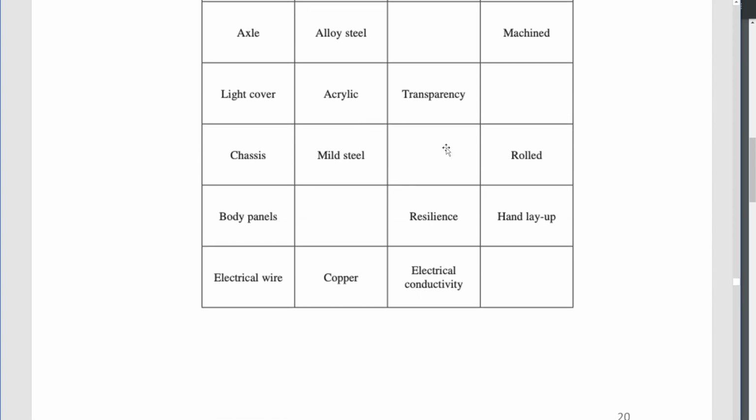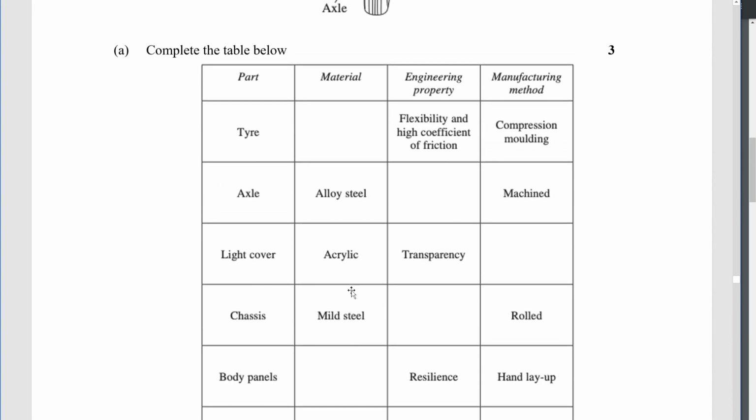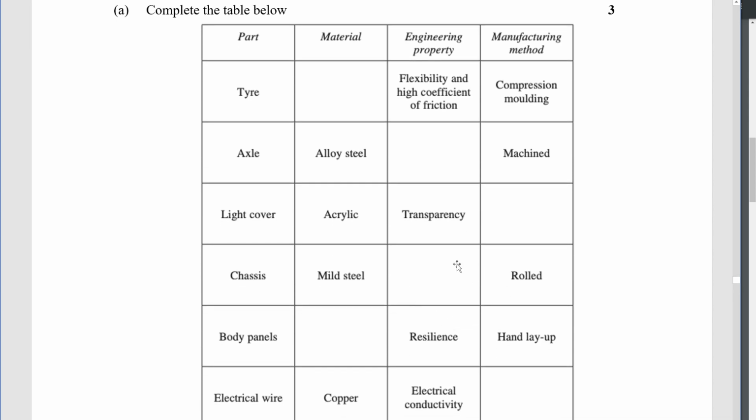Okay, so the chassis is made of mild steel and it's rolled. So again, we've got steel both times. So here we might say plasticity. It means that it can be rolled, or ductility. So I guess the axle, we probably want toughness or strength. Mild steel chassis, we want the fact that it has ductility. The body panels, in fact, we have hand layup.